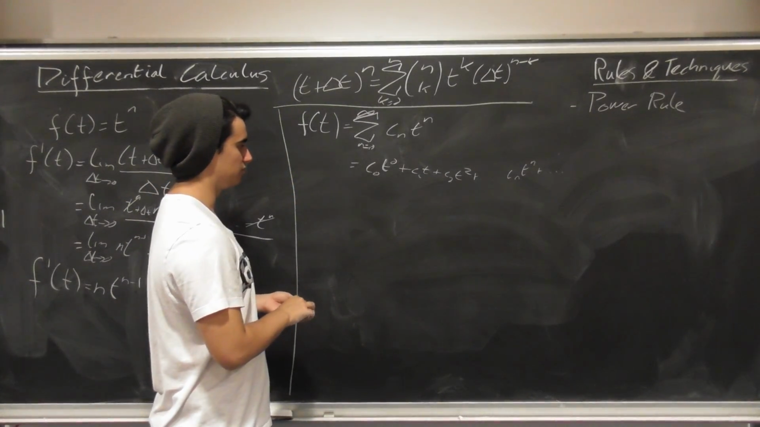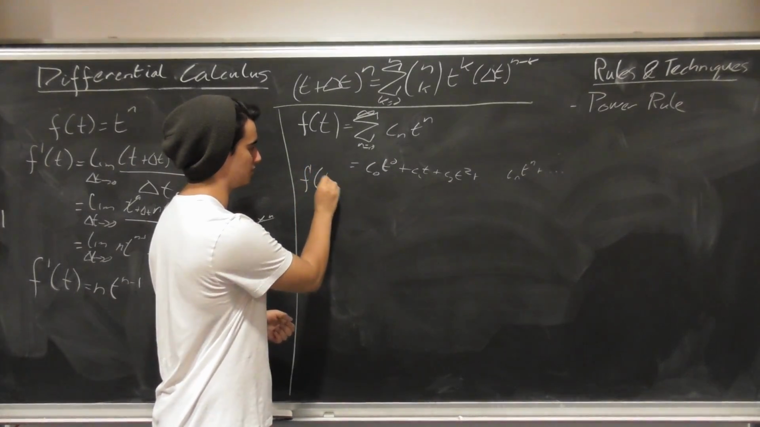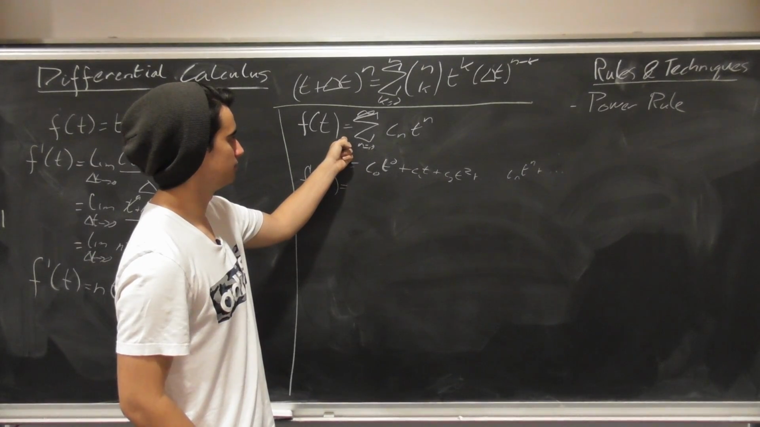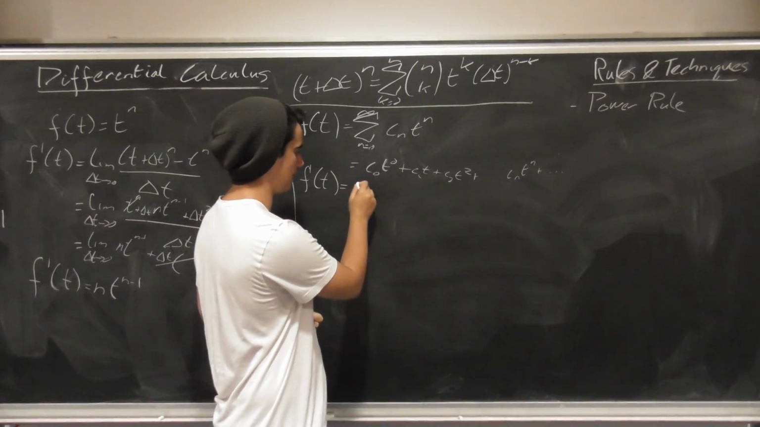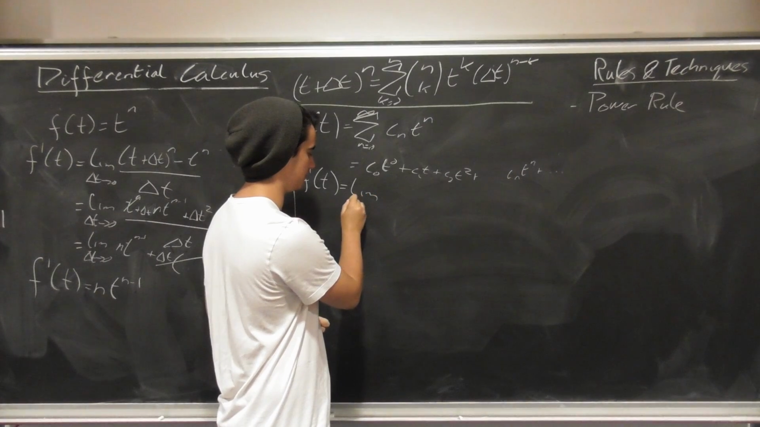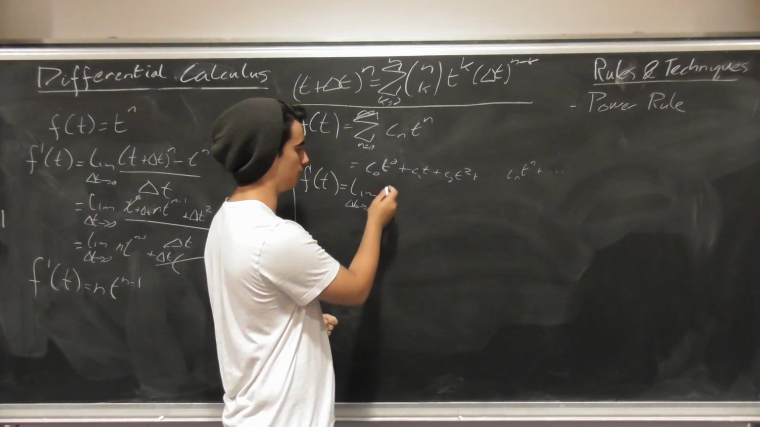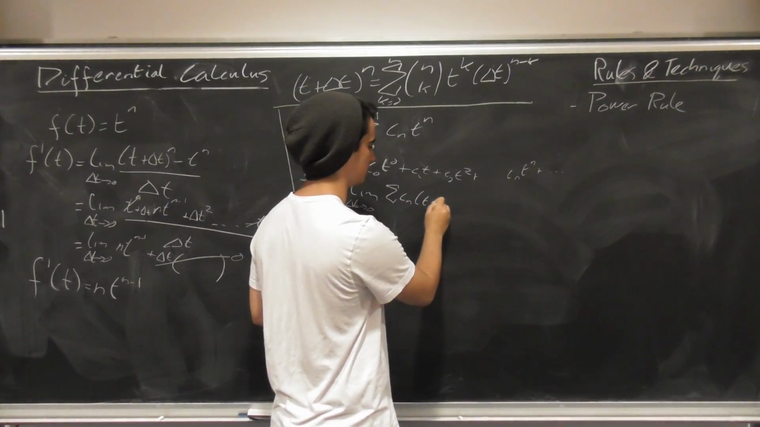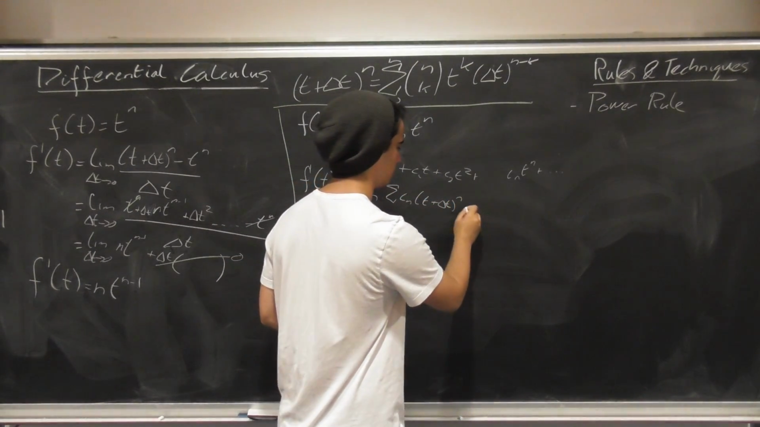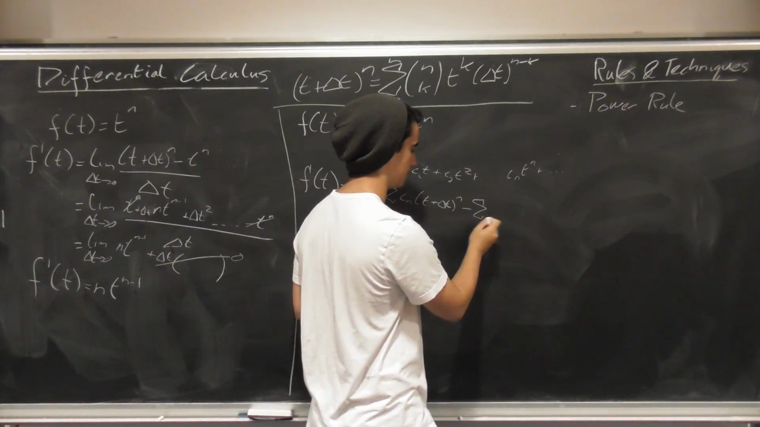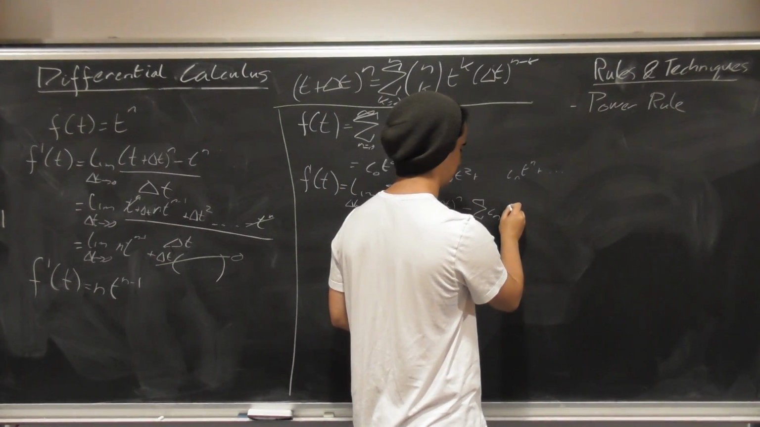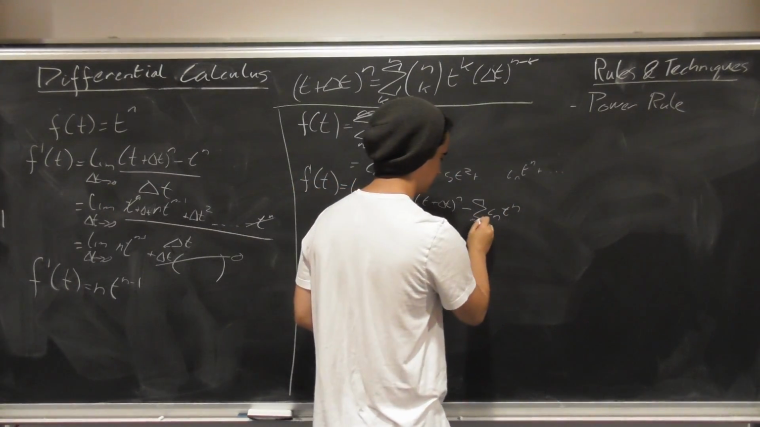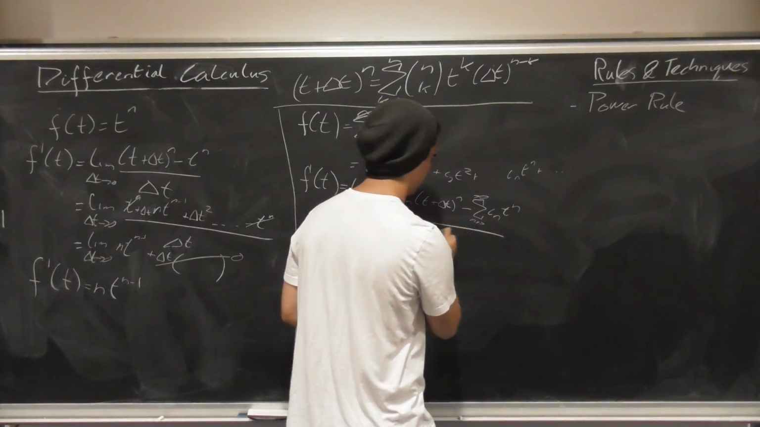So then we have to calculate its derivative again. So now we have our function f of t. We can say that the derivative is the limit as delta t goes to 0 of the sum of cn times t plus delta t to the n minus the sum of cn times t to the n, both of these sums from n equals 0 to infinity, over delta t.